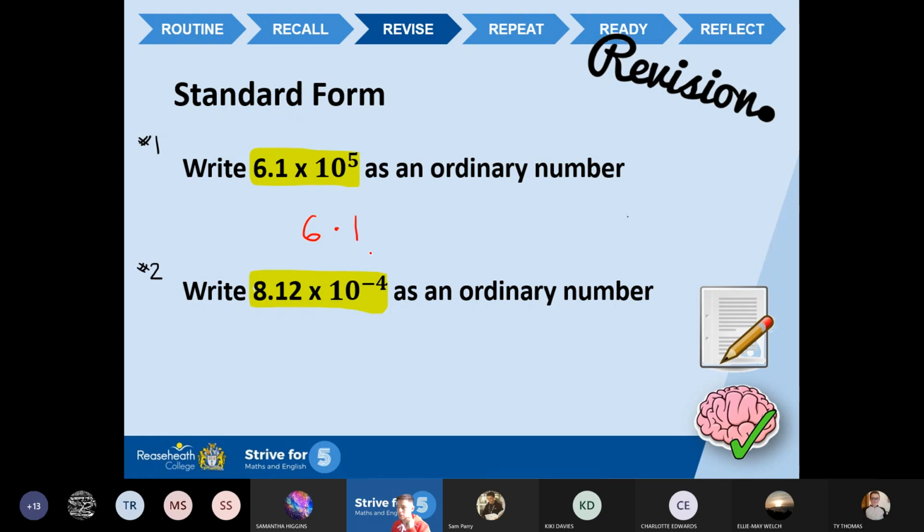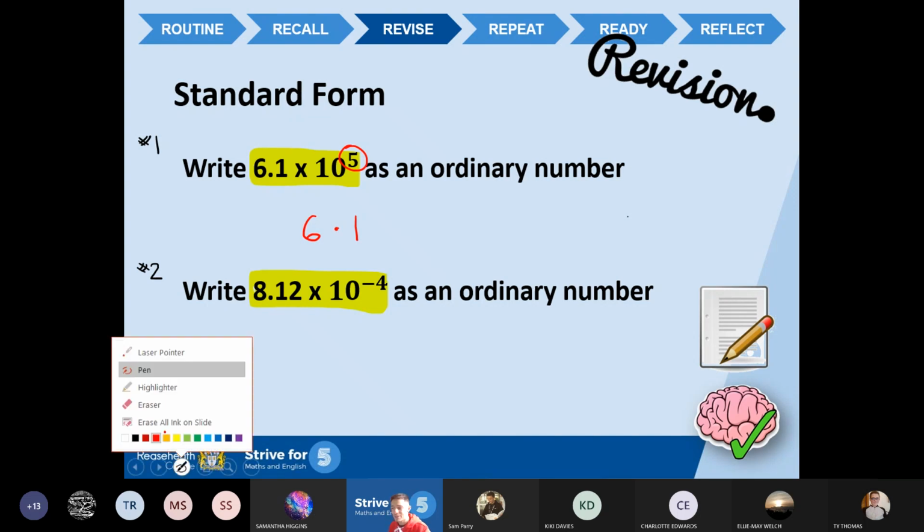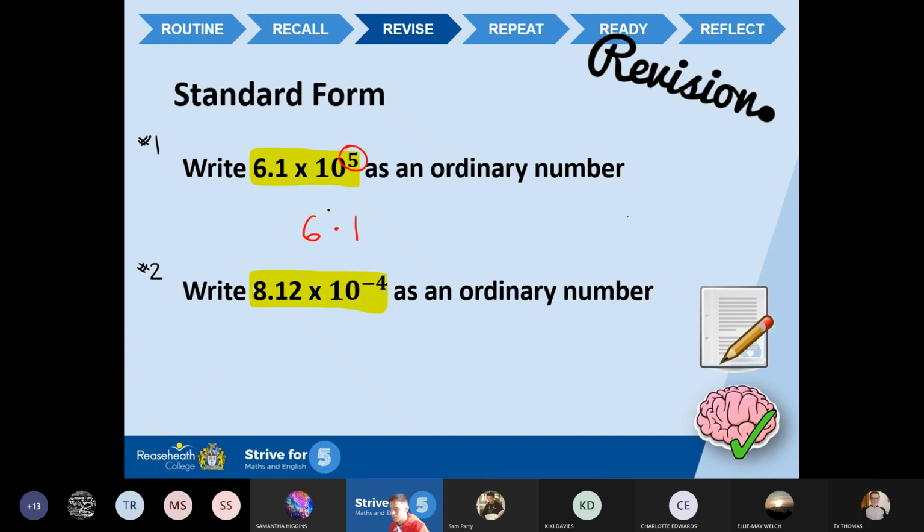6.1. Now, that's the first bit. The 5 represents how many jumps the decimal point needs to move, okay? And then which direction. So 5 is a positive number, so the number is going to get bigger, okay? So the decimal point is going to jump 5 places to the right. 1, 2, 3, 4, 5. There's my new decimal point.